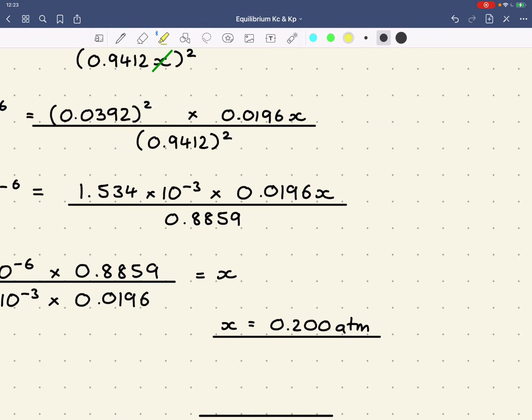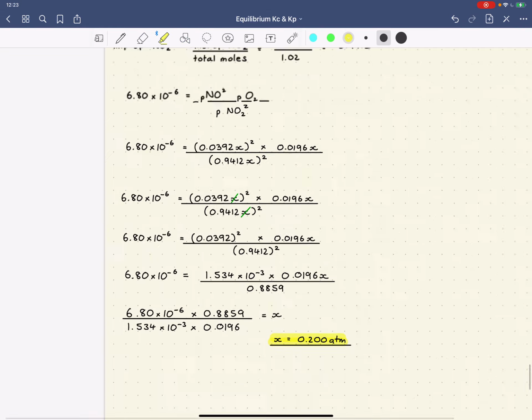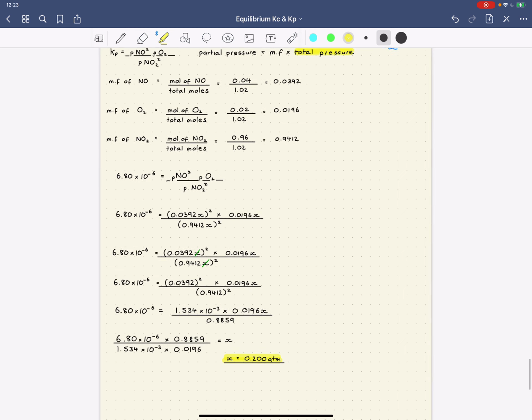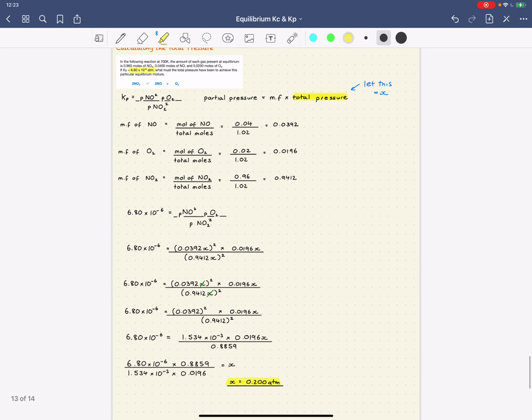So you do need to be ready for calculating these total pressures. I've tried to show you the real step-by-step process there, and it's just a case of practicing these until you are familiar with the technique.